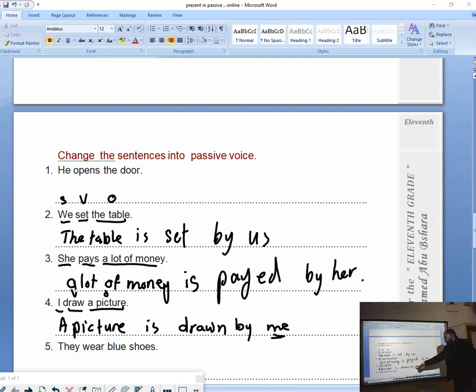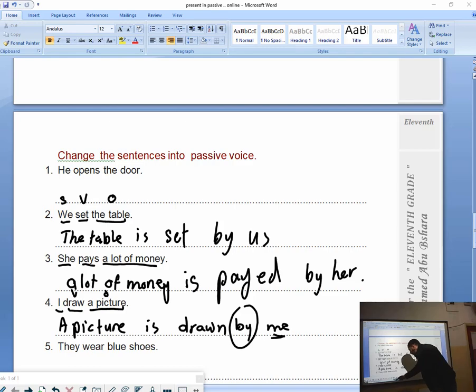Always, if I want to use by, the subject pronoun, I should move it into the object pronoun. You know the subject pronouns and the object pronouns. For example, he, after by, it becomes him. We, it becomes us. She, her. I, me.